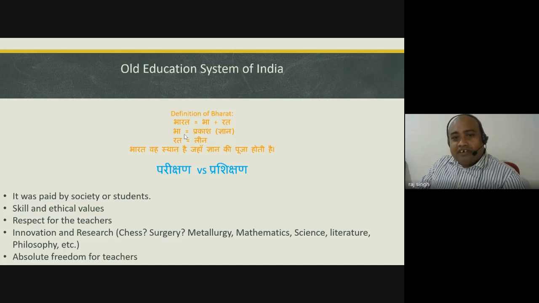It is in our tradition, education. And what was the reason that we were so successful in the past? Our education system was mostly skill-based, not examination-based. The key points of our education system are that it was paid for by the society or students, mostly society, so it was almost free. Skill and ethical values were paramount.